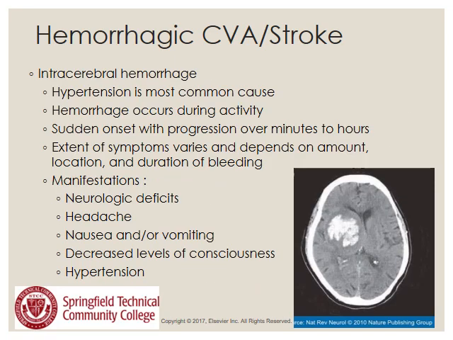Intracerebral hemorrhage is most often caused by hypertension. It can occur during activity. It can be a sudden onset with progression over minutes to hours, and the extent of symptoms varies and depends on the amount of blood, the location, and the duration of bleeding. Common manifestations include neurologic deficits, including loss of consciousness. The patient most often will complain of a headache. They can have nausea and or vomiting, and also these patients can be very hypertensive.